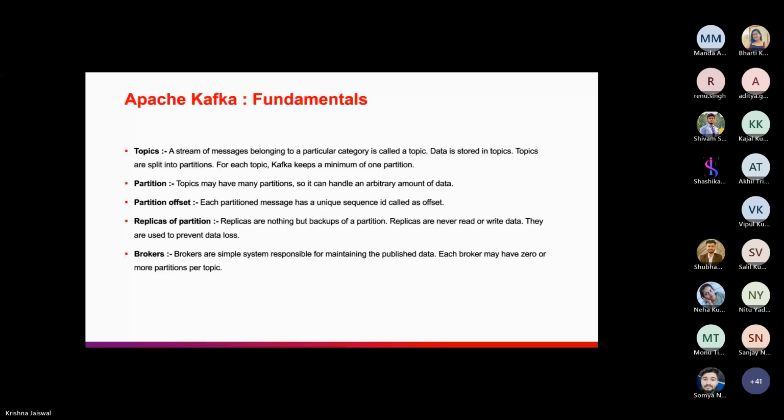Now the partition. A topic can have multiple partitions, so it can handle an arbitrary amount of data. A topic can be split into several parts, which are known as partitions of the topic. These partitions are separated in an order. The data content gets stored in the partitions within the topic. Therefore, while creating a topic, we need to specify the number of partitions, and that number is arbitrary and can be changed later on.